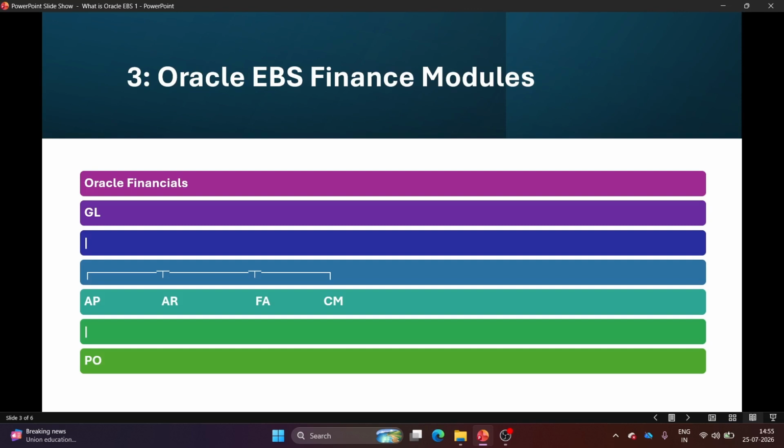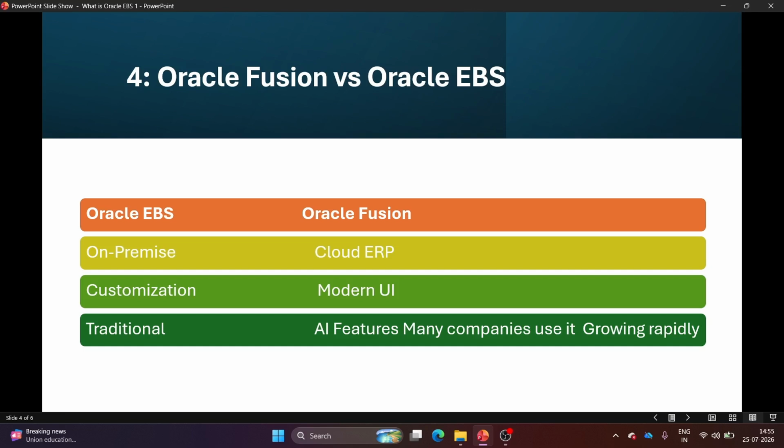Now that you have a basic understanding of Oracle EBS modules, let's compare Oracle EBS with Oracle Fusion. We'll go to the next slide. Oracle EBS is an on-premises ERP application. Oracle Fusion is Oracle's modern cloud ERP solution. Many companies still use Oracle EBS, while others are gradually migrating to Oracle Fusion. Therefore, learning both Oracle EBS and Oracle Fusion is beneficial for career growth for everyone.